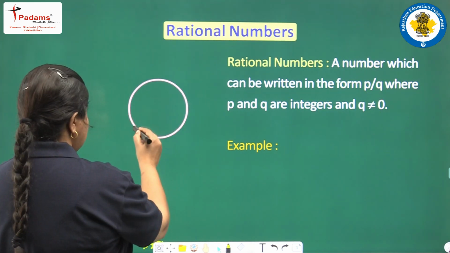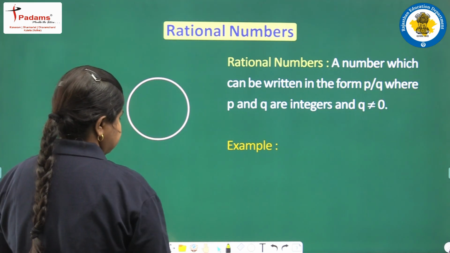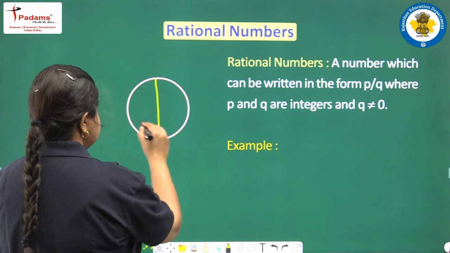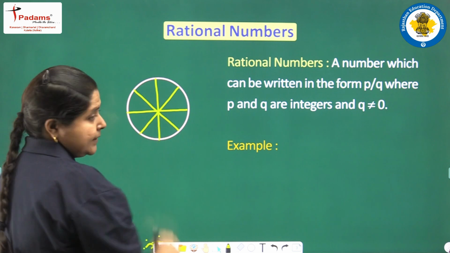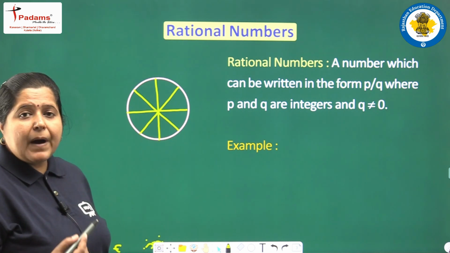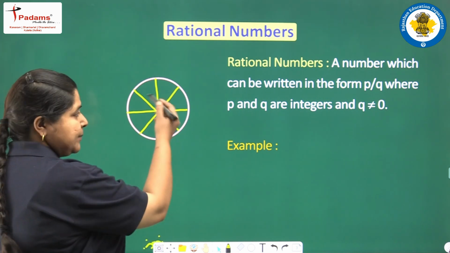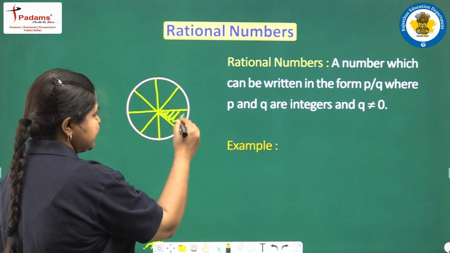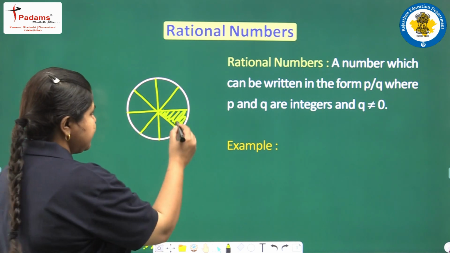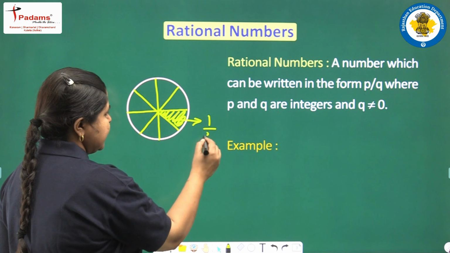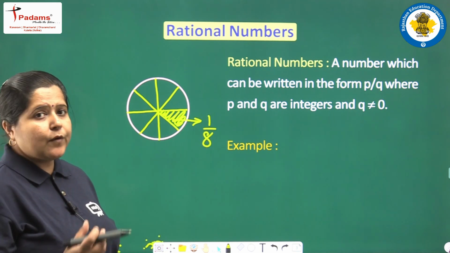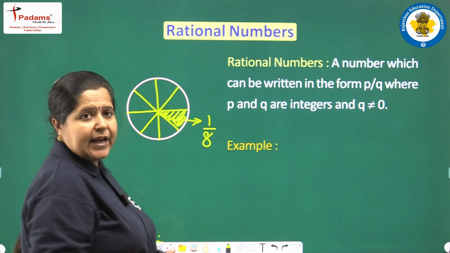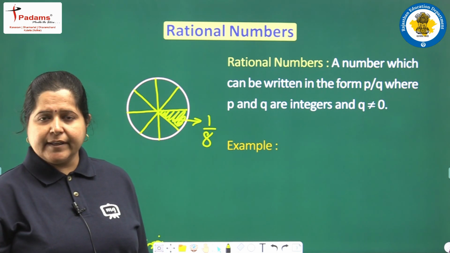Let us first draw one pizza. You can see it can be divided into some slices. Now fraction represents a part of something whole. For example, if I take one piece out of it, this represents 1 by 8. A fraction represents a part, a piece of something whole, whereas rational numbers do not represent such a thing.